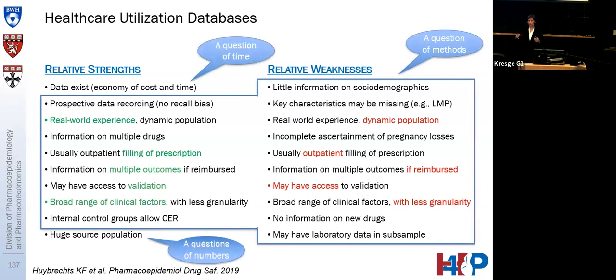Putting this in the context of where Sonia started, in terms of the question of time and the question of numbers, those are definitely relative strengths of these data sources. In terms of the methods, as you can see, we're dealing with relative strengths and relative weaknesses. And a lot of the work that is going on in this field is really trying to make sure that we design and analyze these studies in a way that we can capitalize on the strengths, but also take care and test some of these potential weaknesses.